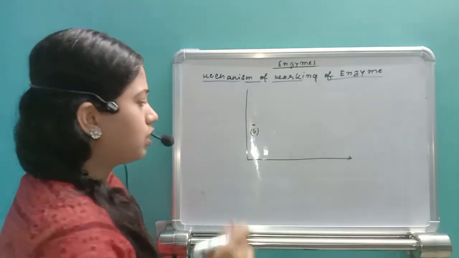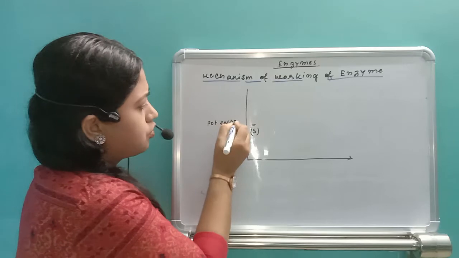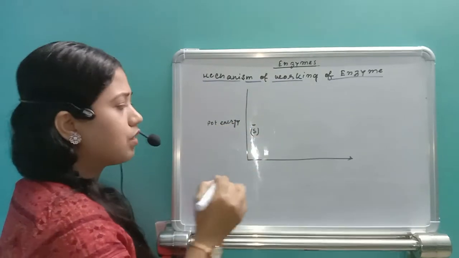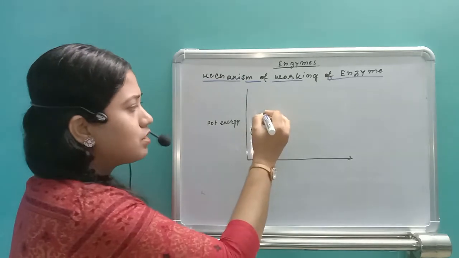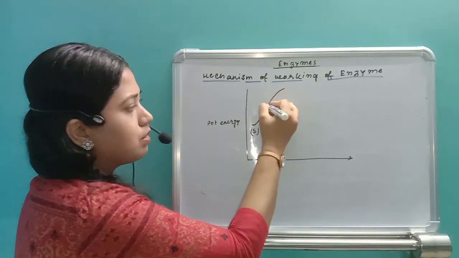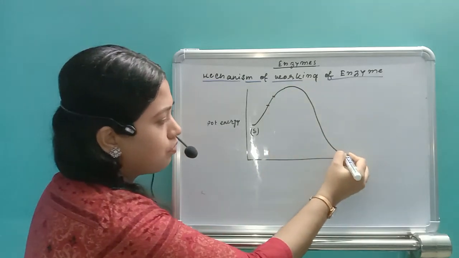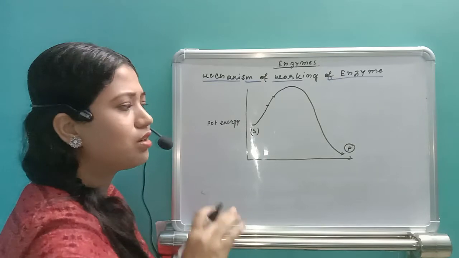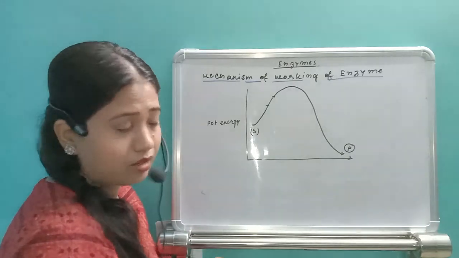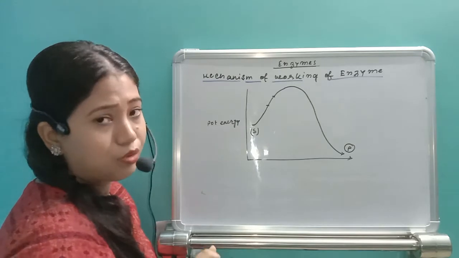Okay, so here I will write the potential energy. First of all, the substrate requires a level of potential energy. Then what will happen? It will cross the barrier of this energy level, and after that it will form the product. So a certain level of energy is required by one substrate to convert into the product.